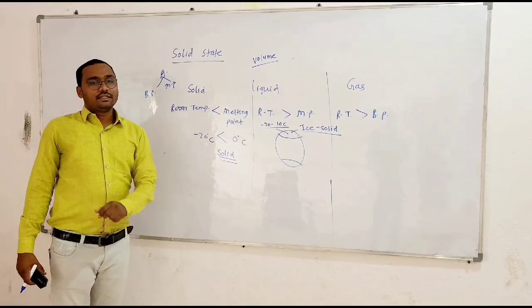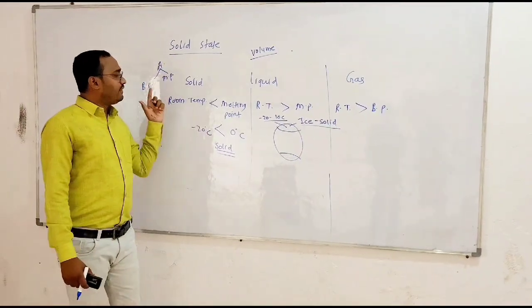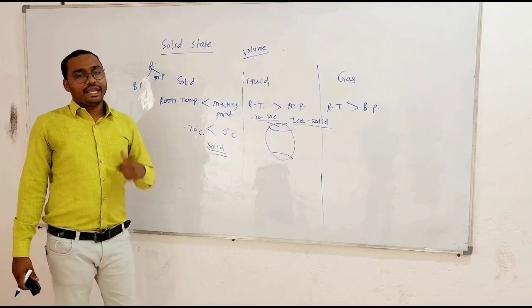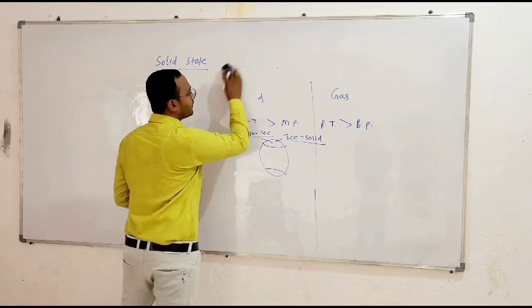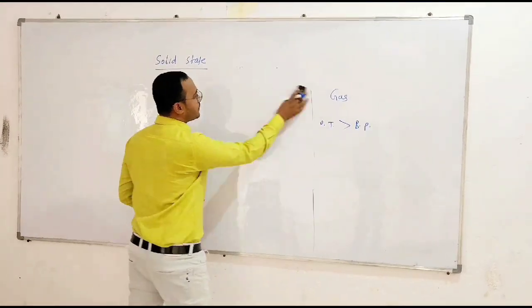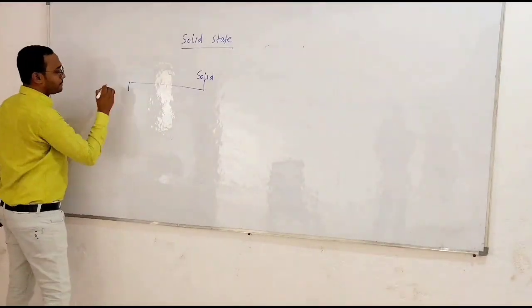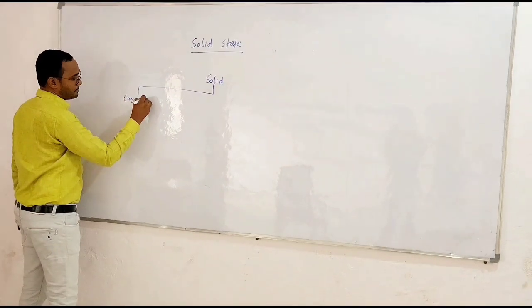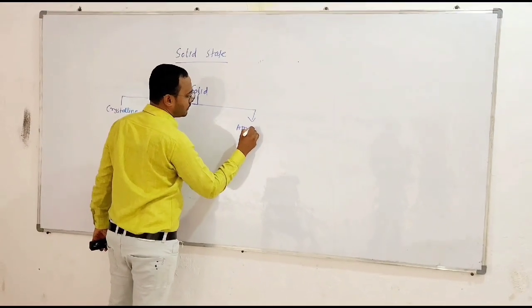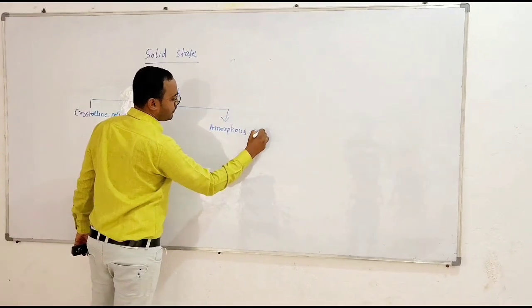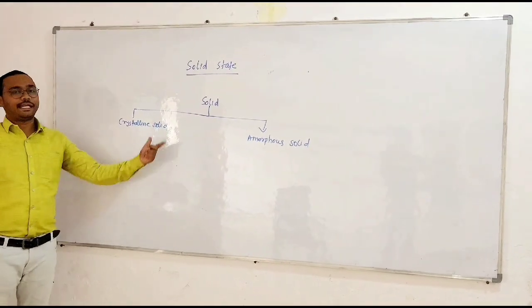Okay, so in this way we can easily remember the solid, liquid and gaseous state, comparing it with the melting and boiling point. So next topic we will be covering is the classification of solid state. There is a simple classification of solid state, crystalline, and another one is amorphous. So how we can come to the conclusion that solids are of two types, crystalline and amorphous?